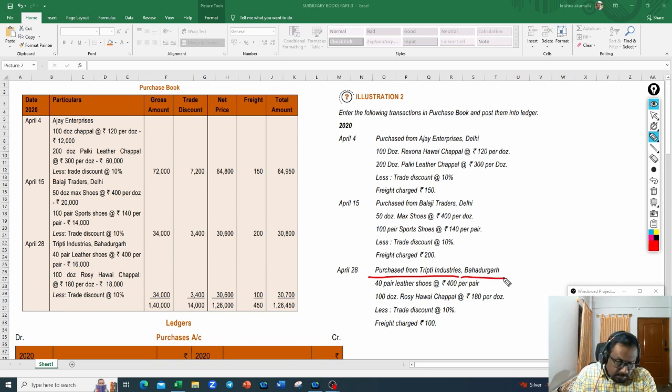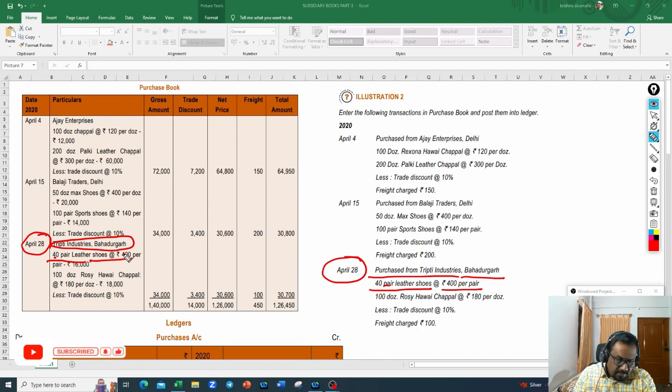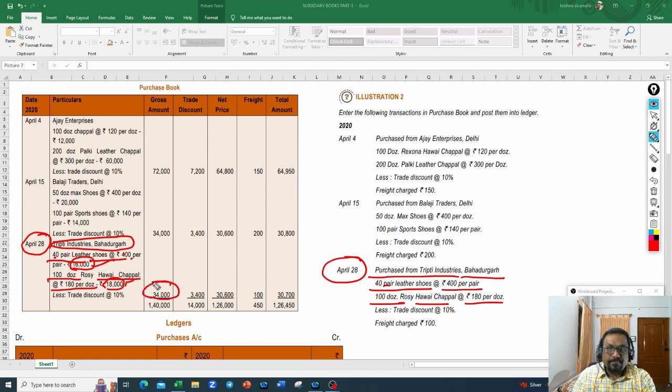So, Tripti Industries, we mentioned here. April 28th. 40 pair leather shoes at 400 rupees per pair. 40 into 400, 16,000 we mentioned here. Clear? 100 dozens of Roji Hawaii chappals at 180 rupees per dozen we purchased, which comes to 18,000. 18,000 plus 16,000 is 34,000.